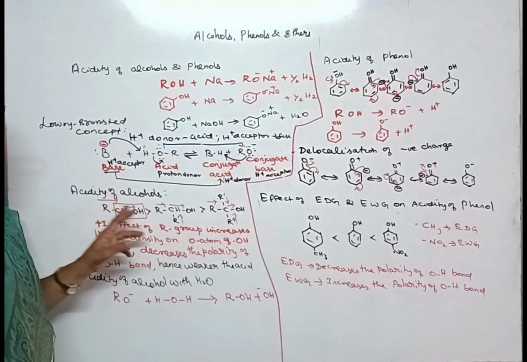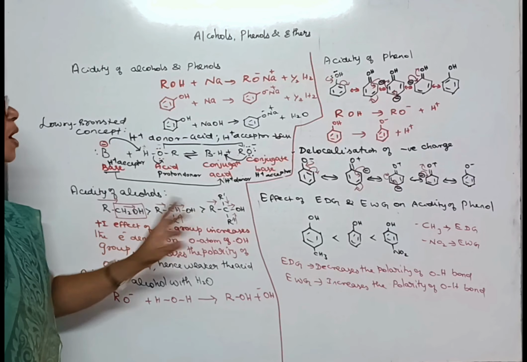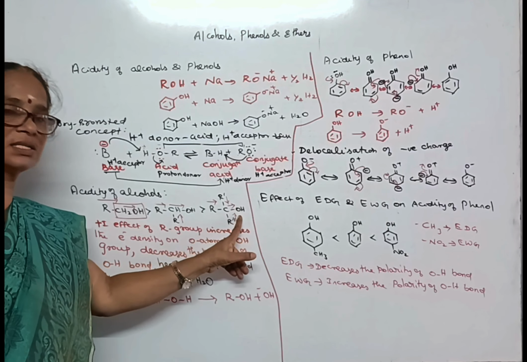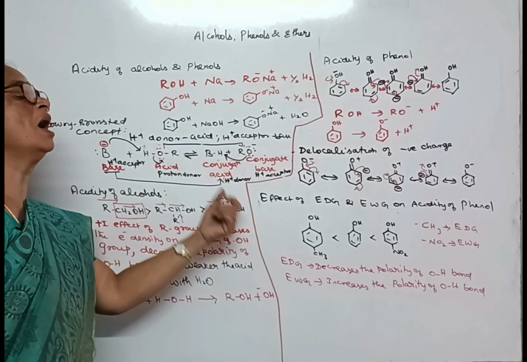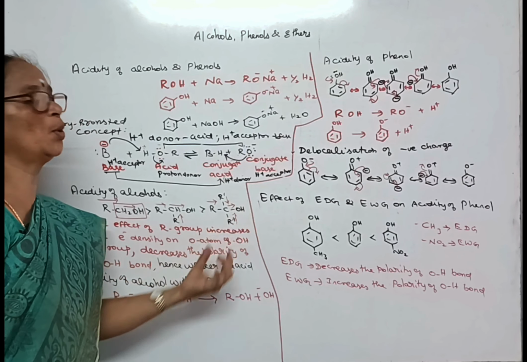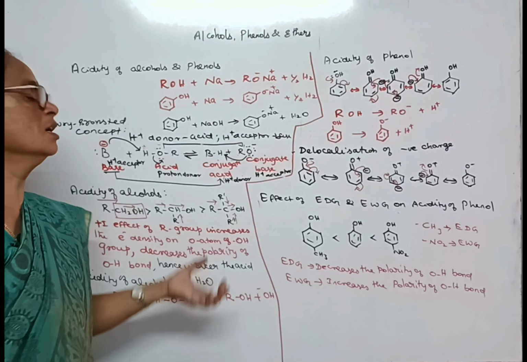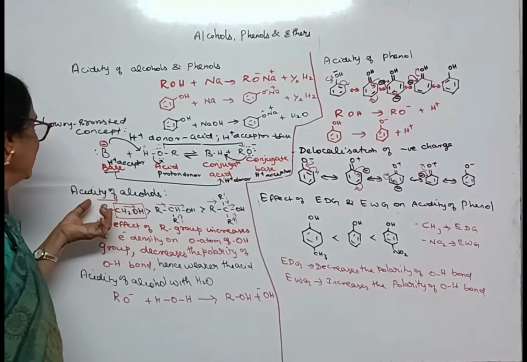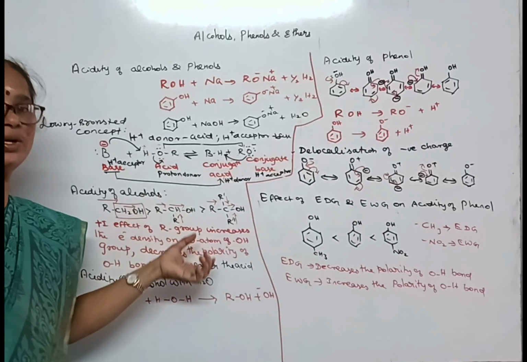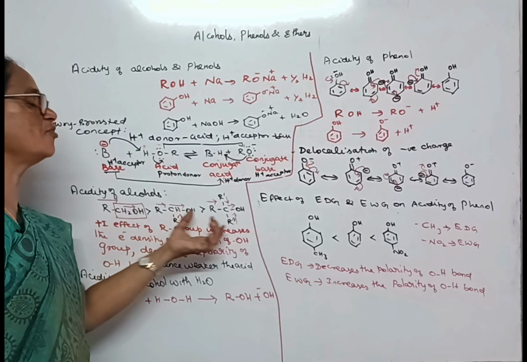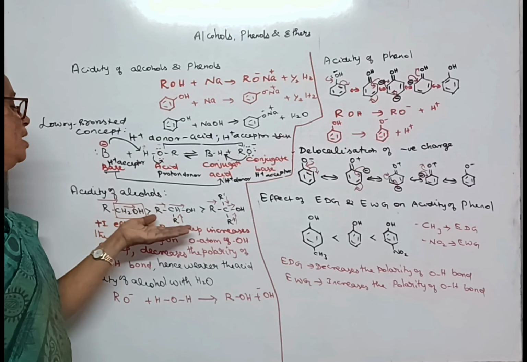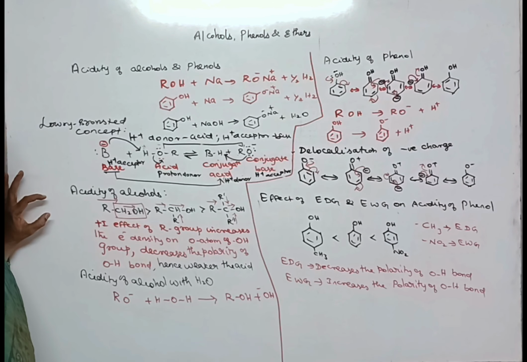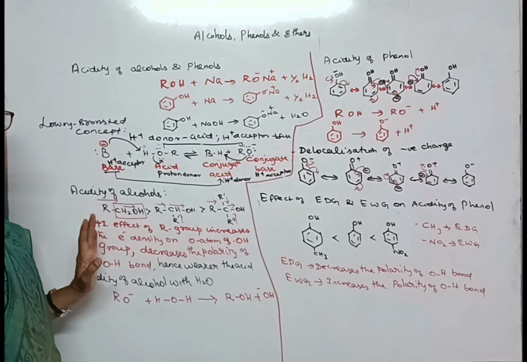The presence of an increase in the number of alkyl groups increases the electron density of the oxygen atom of the OH group and hence decreases the polarity of the OH bond. So the acid goes weaker. The size of the alkyl group also determines the acidity of alcohol, whether they are primary, secondary or tertiary. When the length of the alkyl group increases, that decreases the acidic character.